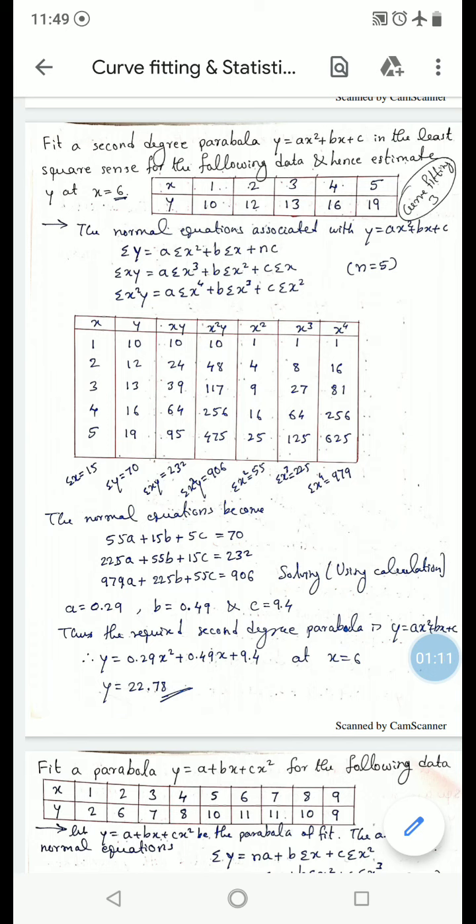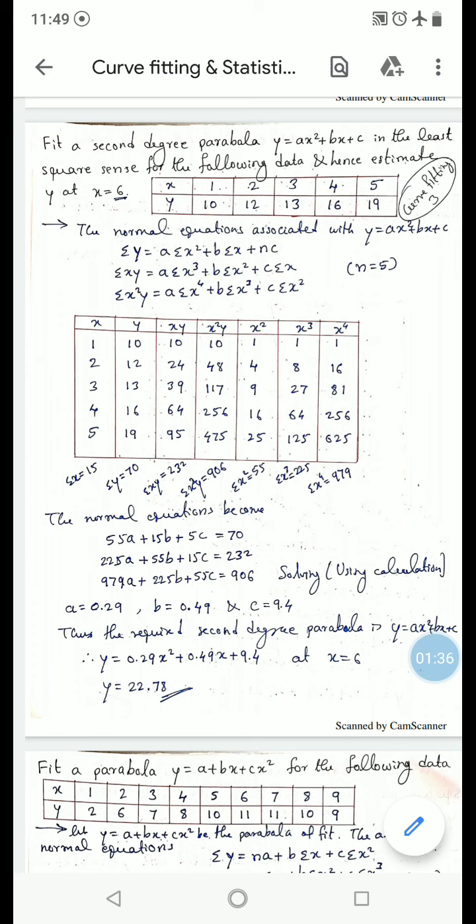In the x column 1 2 3 4 5, y column 10 12 13 16 19. So xy means multiply x and y. In the xy column we get 10 24 39 64 95. For x square y, square the x and multiply it by y. In the x square y column 10 48 117 256 475.